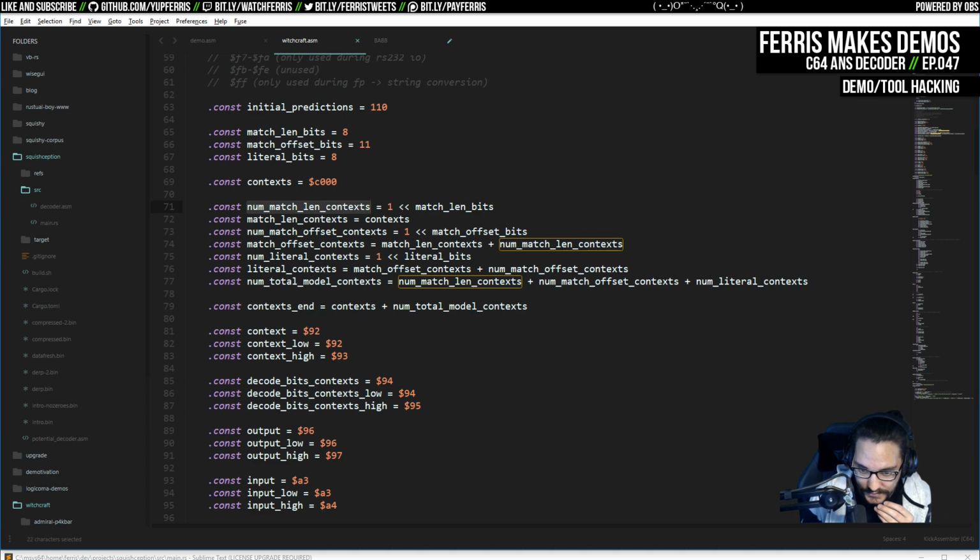So yeah, just to be sure, our bit length and stuff match. So we have the match length bits matches, match offset bits matches, literal bits matches. Match length context works. These are the same.